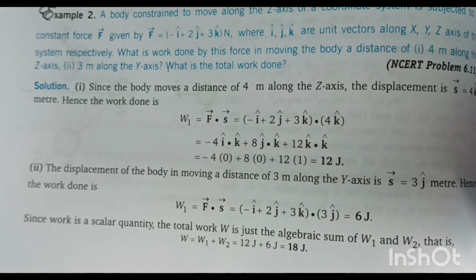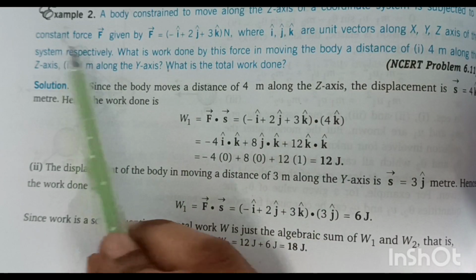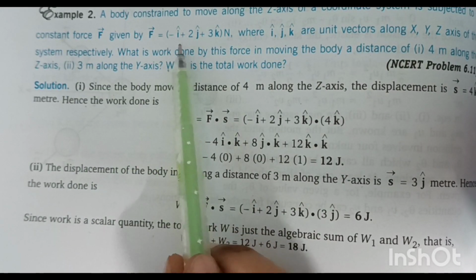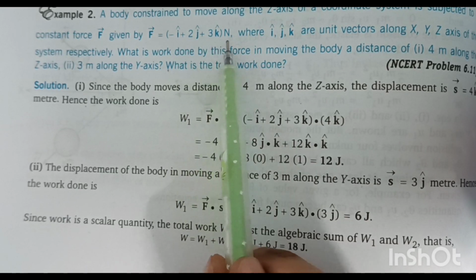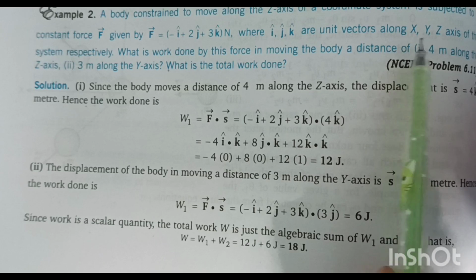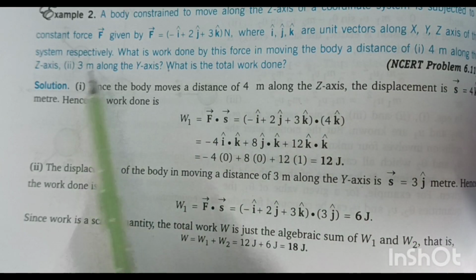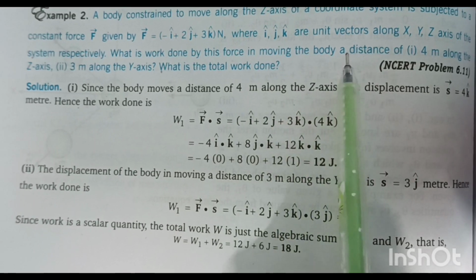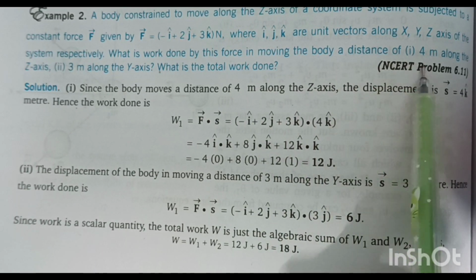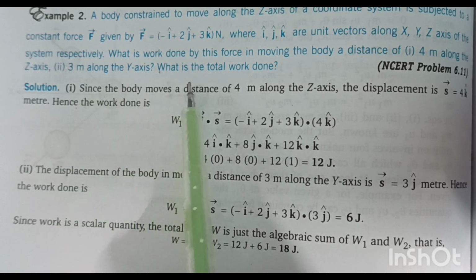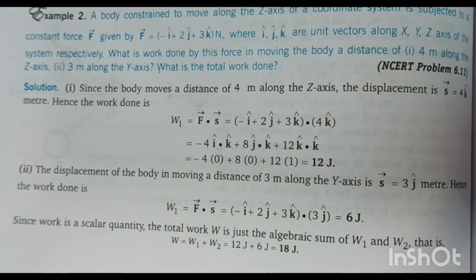A body constrained to move along the z-axis of a coordinate system is subjected to a constant force F given by F equals minus i cap plus 2 j cap plus 3 k cap Newton, where i, j, k are unit vectors along the x-axis, y-axis and z-axis of the system respectively. What is the work done by this force in moving the body a distance of 4 meter along the z-axis, 3 meter along the y-axis? What is the total work done?